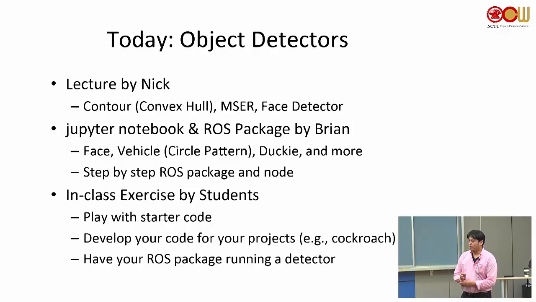The last part is that you can play with the starter code. For example, we actually bought some fake cockroaches, and we already pushed it into the repo. So I think you will be able to use some starter code in order to detect your own targets. You can detect your cockroach, you can detect your parking space, and you can detect something else you want.